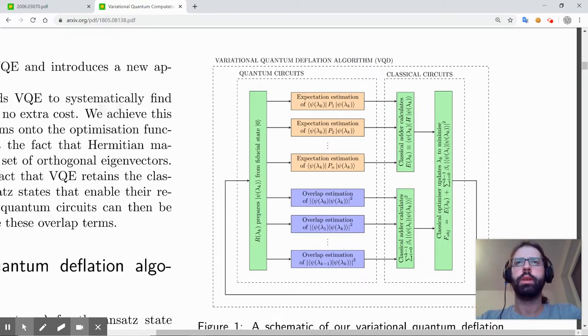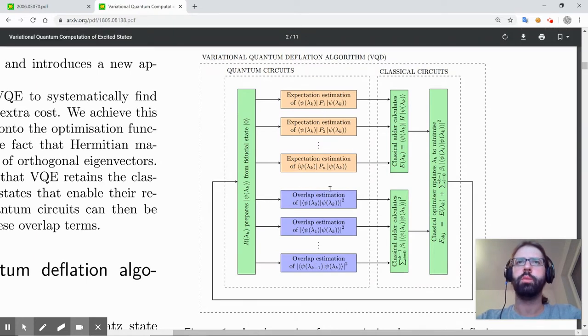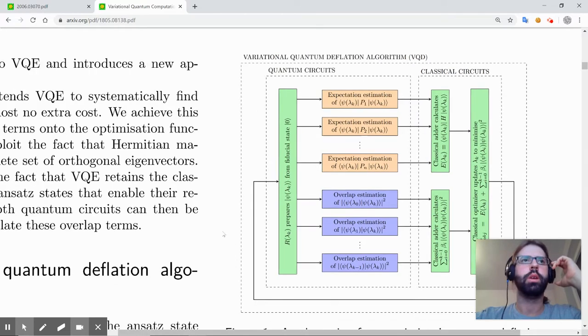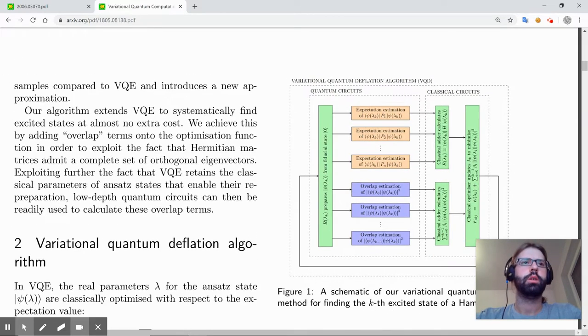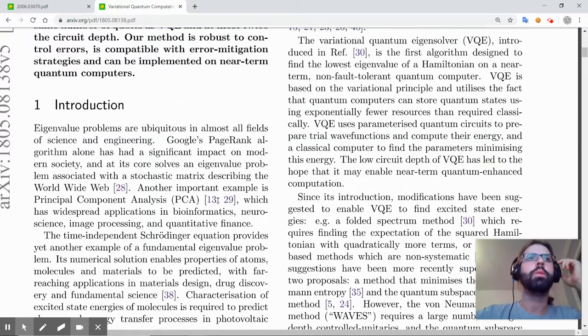Probably have to read the text, but it's some expectation estimation and then some overlap. But this expectation, is this going to be the classical? Is this just what VQE does, or what's the essential part in here? Let's see. I'm going to skip the intro for now. Maybe it should help though.